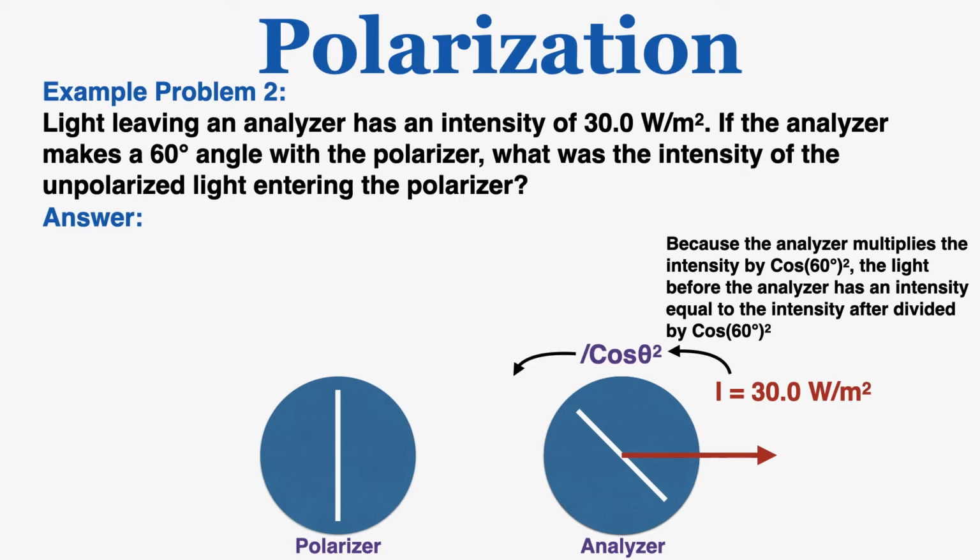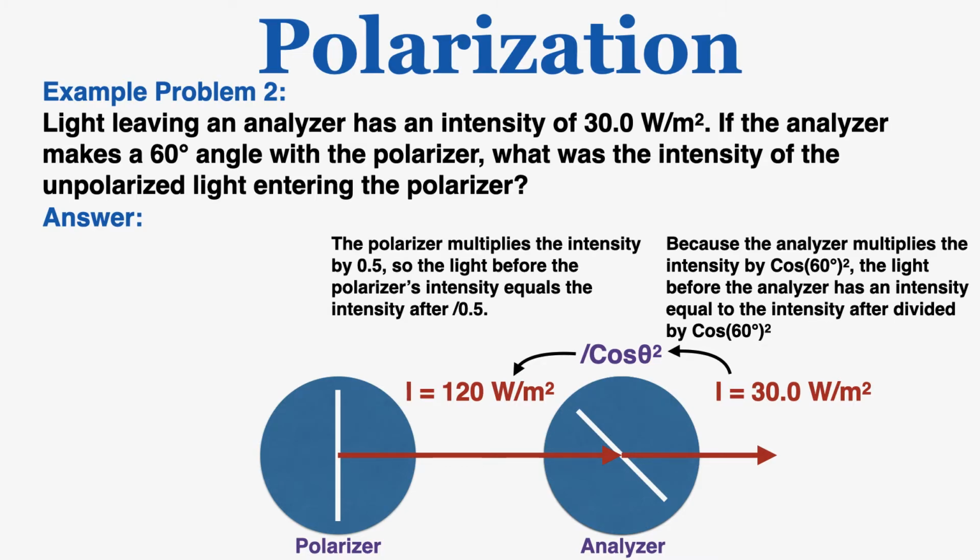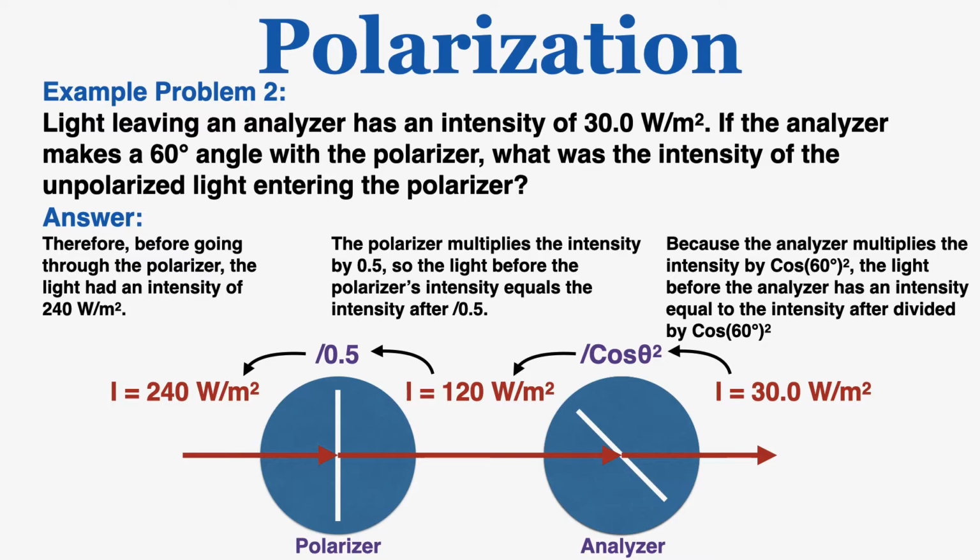So just working backwards, if light going through the analyzer is multiplied by cosine of theta squared, tracing our steps backwards would require us to divide by cosine of theta squared to get an intensity before of 120 watts per meter squared. And the polarizer multiplies the intensity by 0.5, so the light before the polarizer's intensity equals the intensity after divided by 0.5. So we're just working backwards here. Therefore, before going through the polarizer, the light had an intensity of 240 watts per meter squared.